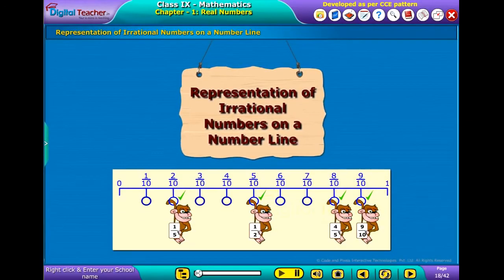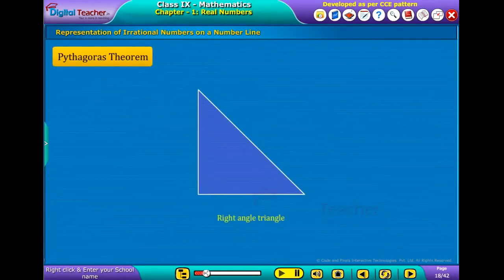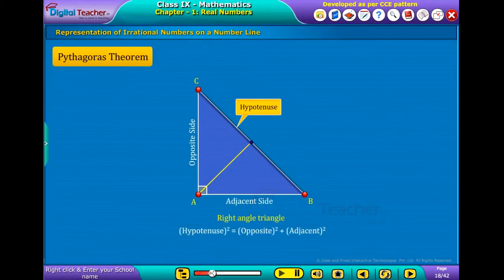Now, let us learn how to represent irrational numbers on a number line. Before going to learn the representation of irrational numbers on a number line, we need to know about the Pythagoras theorem. The Pythagoras theorem states that in a right-angled triangle ABC, the line opposite to the right angle is the hypotenuse, and it says that the hypotenuse square is equal to the sum of the squares of the other two sides, as shown on screen.